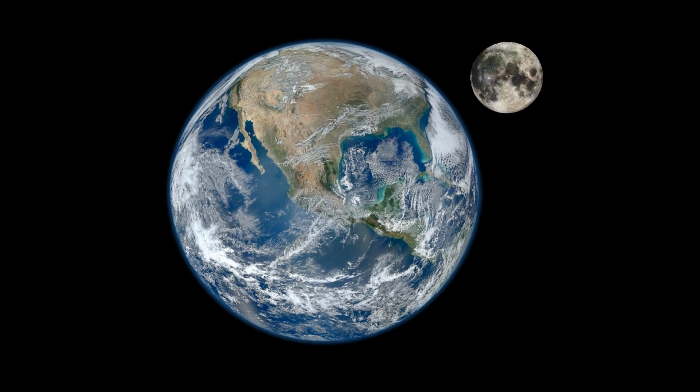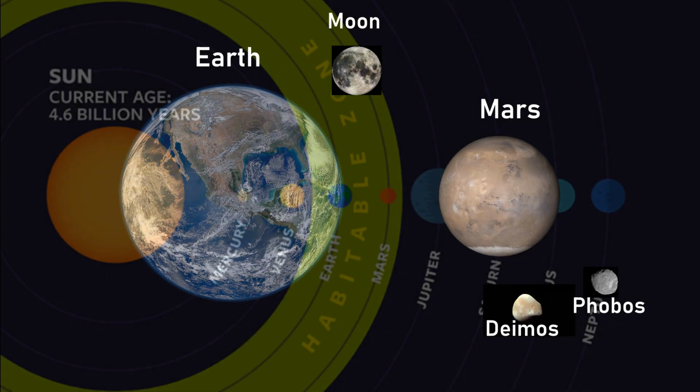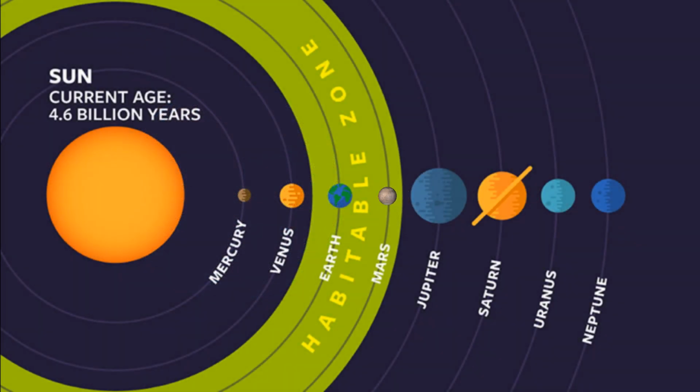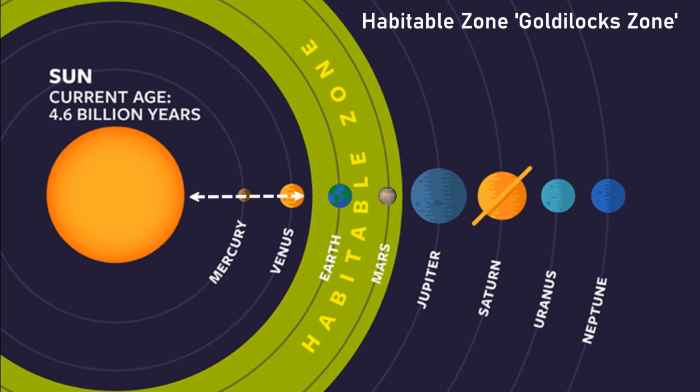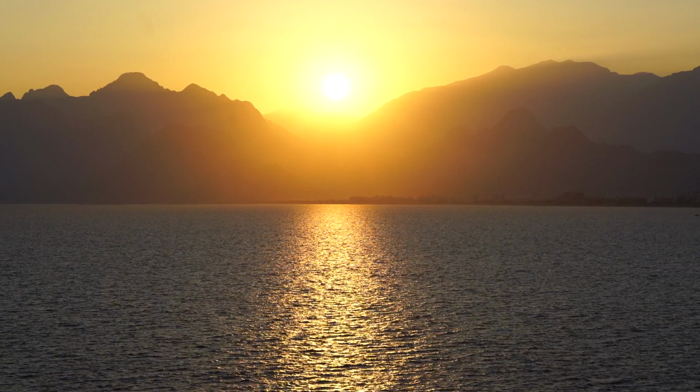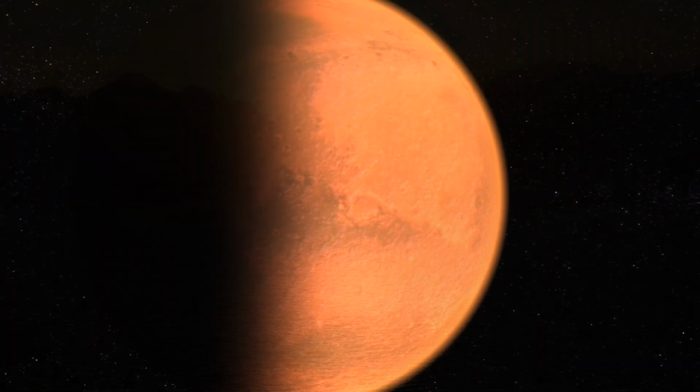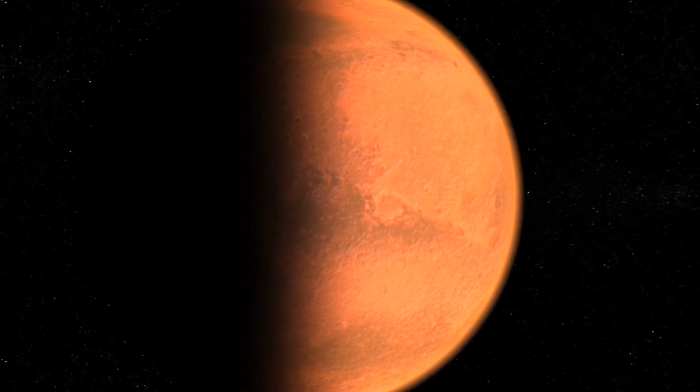Only half the size of Earth and with 2 moons, Mars sits on the edge of the habitable zone, which is also called the Goldilocks zone. This area classifies the perfect distance away from a star or our Sun, which has temperatures allowing liquid water to exist. From a distance, Mars simply looks like a red desert planet.